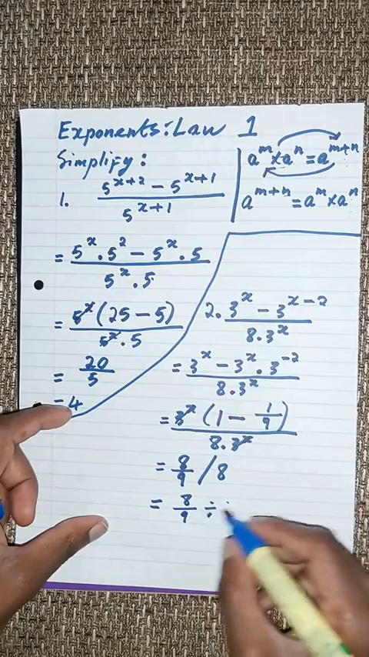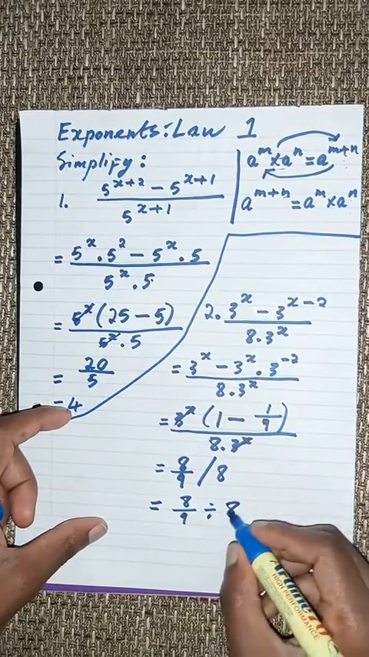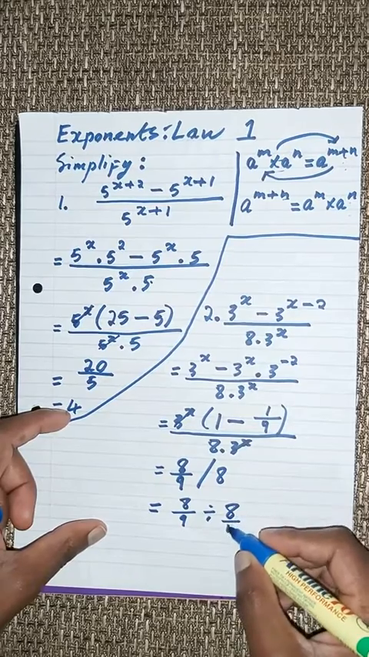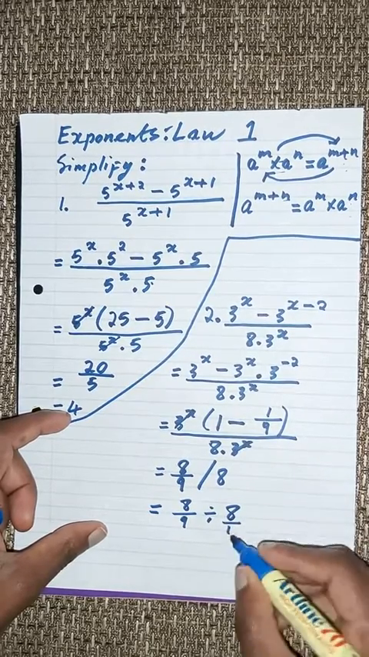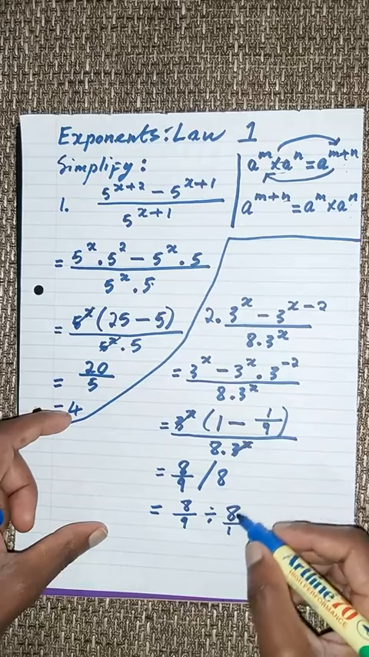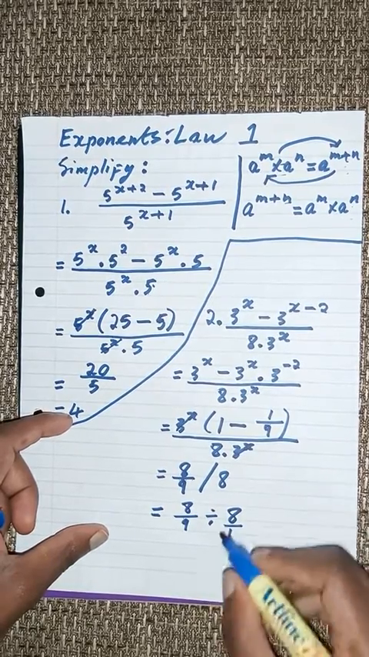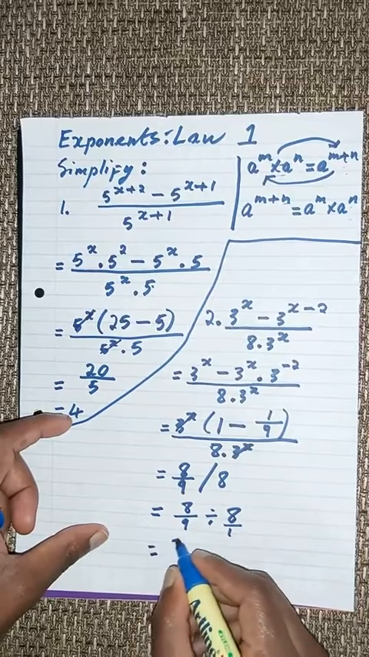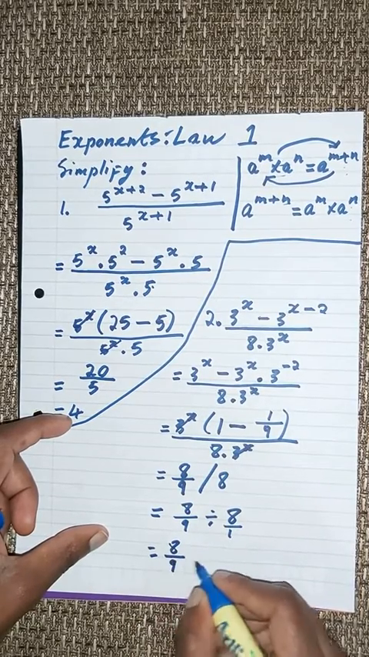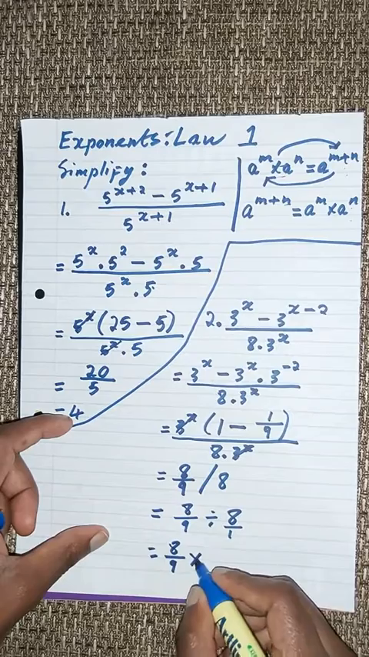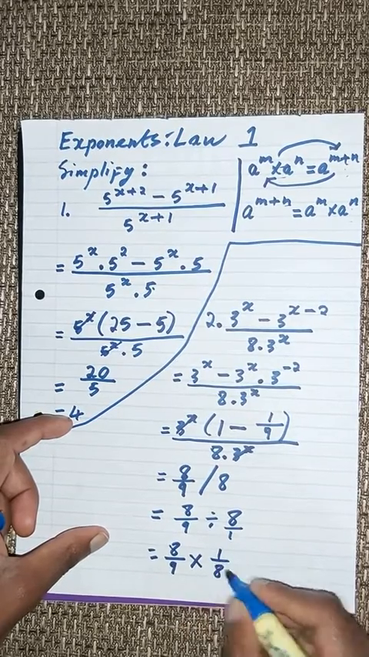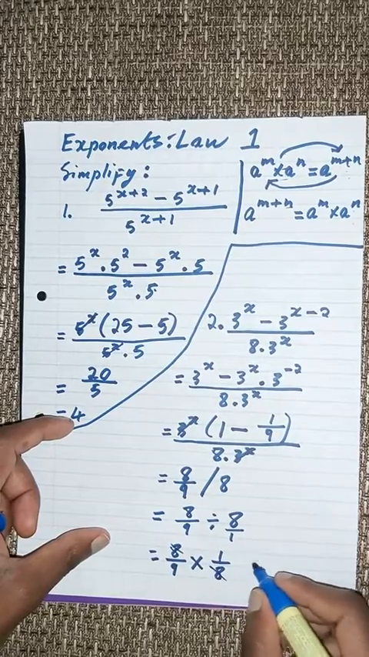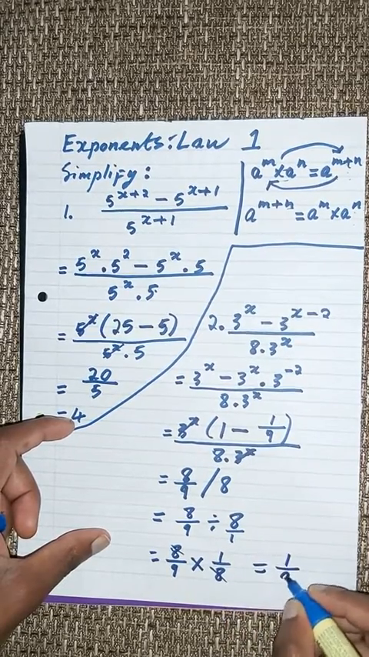So I will have 8 over 9 divided by 8. But I know that this 8 is over 1. So the reciprocal of 8 over 1 is 1 over 8. Now when I write the reciprocal of 8 over 1, I should have this sign changed to a multiplication. So I will have 8 over 9 times 1 over 8. Then this 8 will cancel with this 8. So my final answer will be 1 over 9.